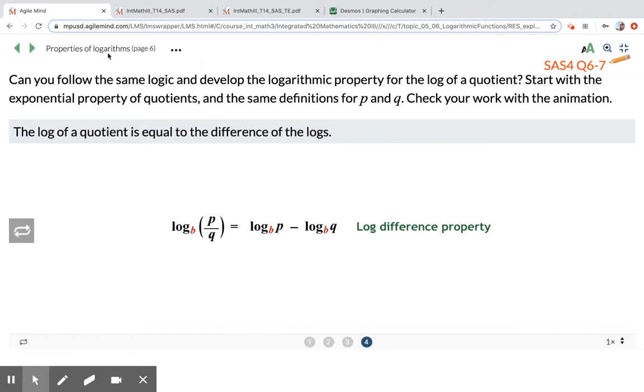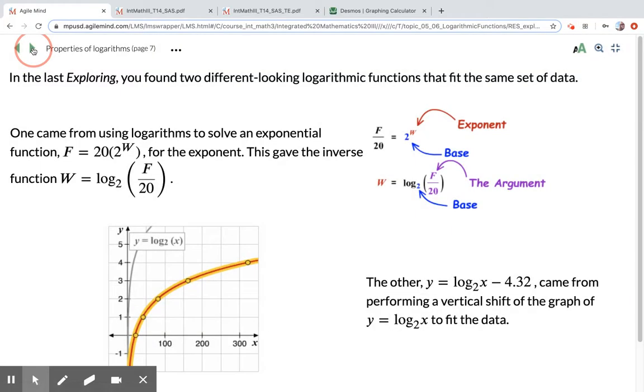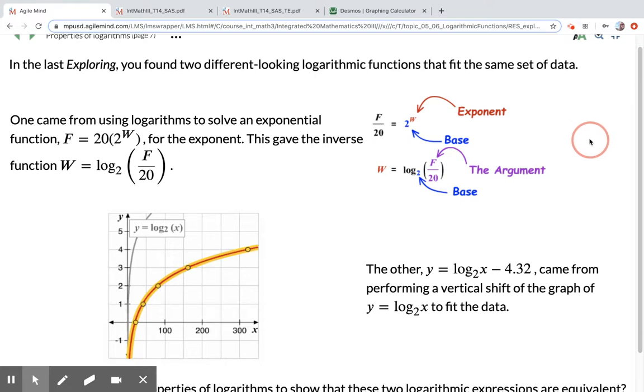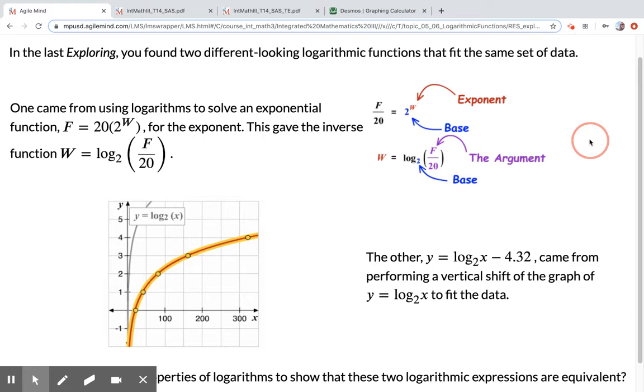Real quick, can we bring this back to Red and his fire ants for just a moment here? Remember when we were playing with Red and his fire ants and how in the last lesson we got two different logarithmic equations to solve the exponential function? So we were given the exponential function 20 times 2 to the w power, because 2 is our constant multiplier, constantly doubling the number of fire ants. And 20, because 20 was our initial amount, we started off with 20 fire ants.